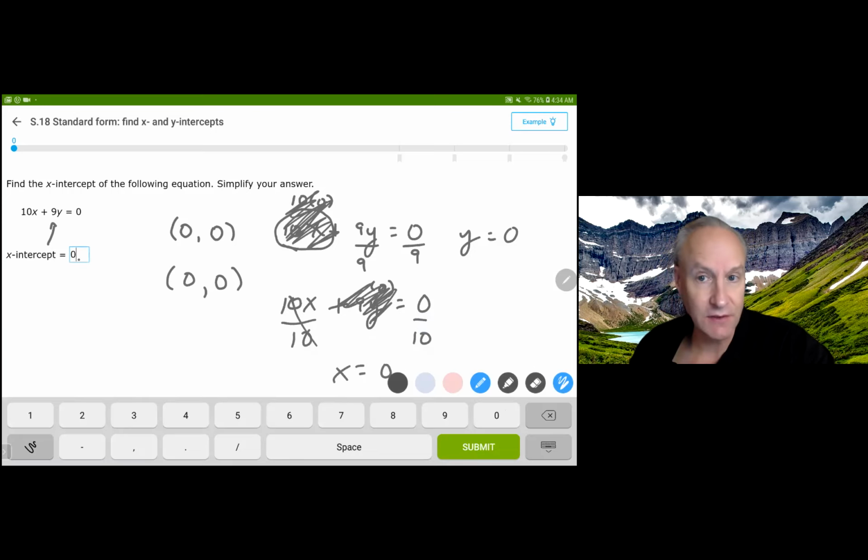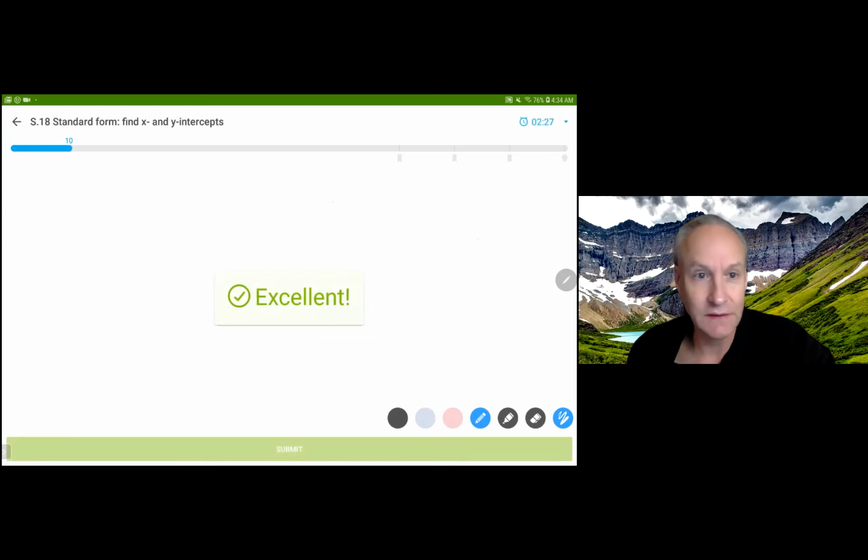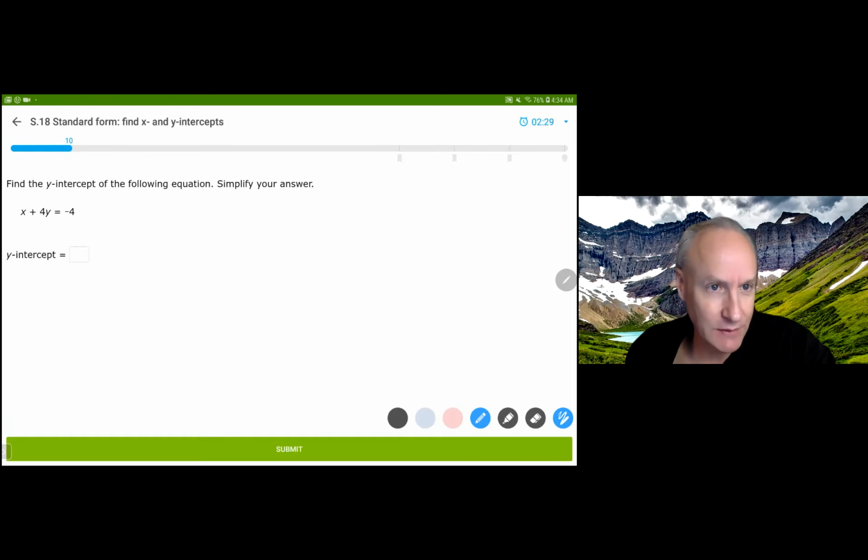The problem with this kind of question where x and y are equal is that you might think you're finding the x-intercept and actually be finding the y-intercept and still get the right answer for the wrong reason, which is what you definitely don't want to do. Okay, now this one's much better. So now we're looking for the y-intercept.